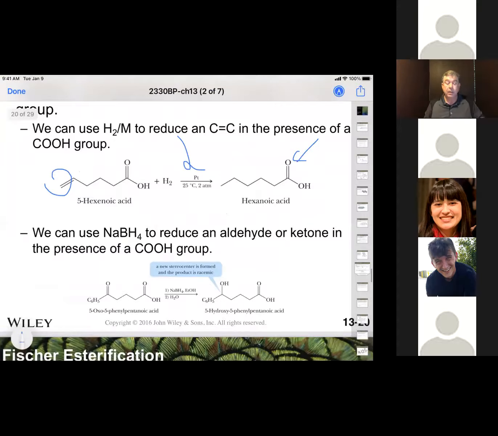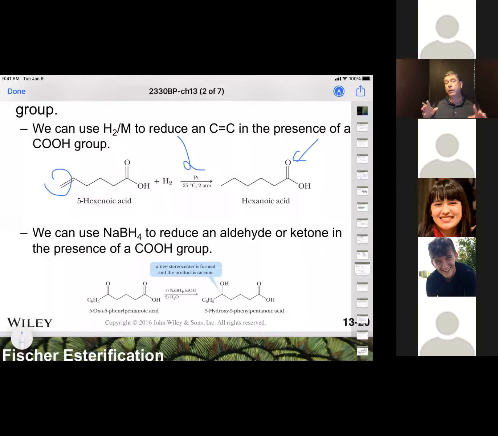Okay. So the other thing about selectivity is that the sodium borohydride doesn't reduce down the carboxylic acid, but it does reduce down aldehydes and ketones, which means if you selectively wanted to take a ketone and turn it into the alcohol while keeping your carboxylic acid, you wouldn't use lithium aluminum hydride. That would reduce down both of them. You would use the sodium borohydride. It will only reduce down our aldehyde or ketone, leaving the carboxylic acid alone.